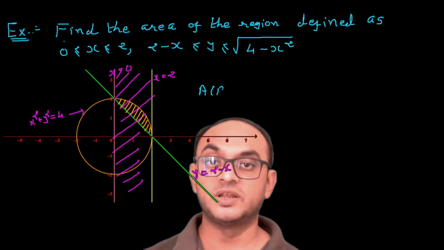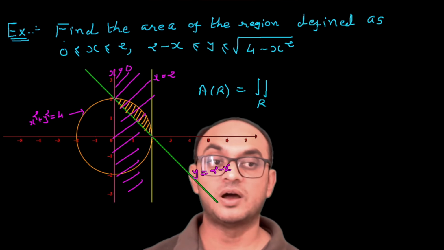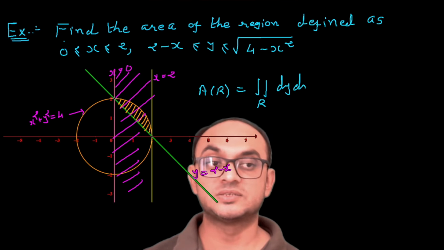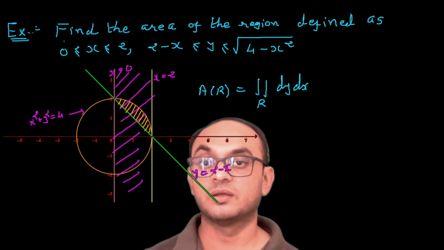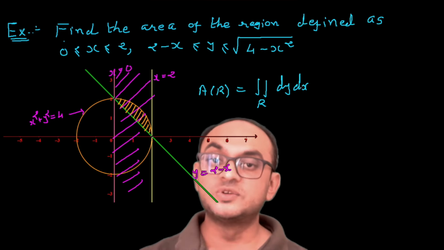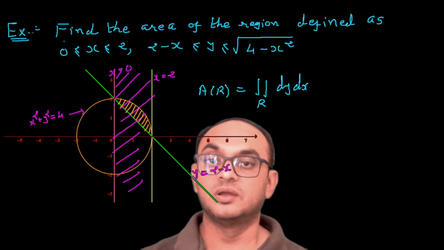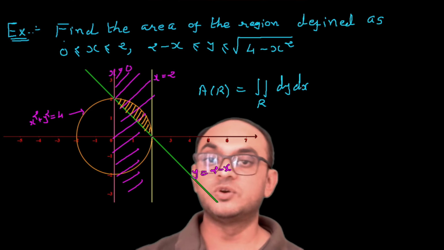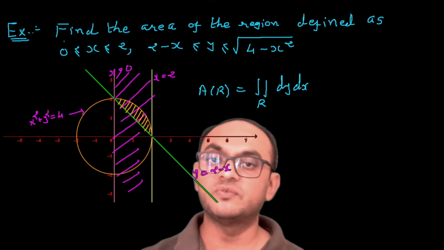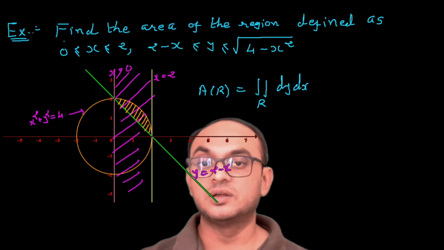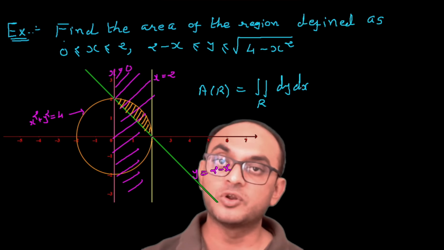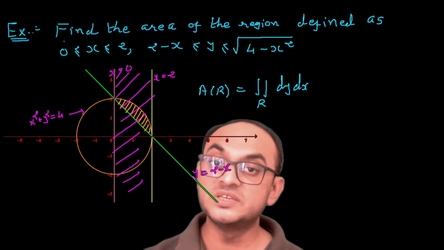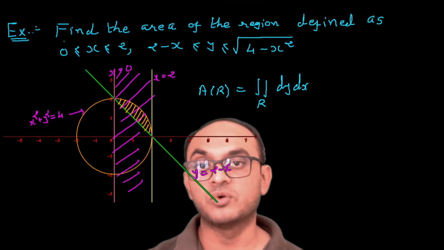Area of the region R is equal to the double integral over R of dy dx. Now observe one thing here. In my region, this is a circle, x square plus y square equal to r square. So what happens if I convert the Cartesian coordinates into polar coordinates? Would it become easy? So let us try with polar coordinates.